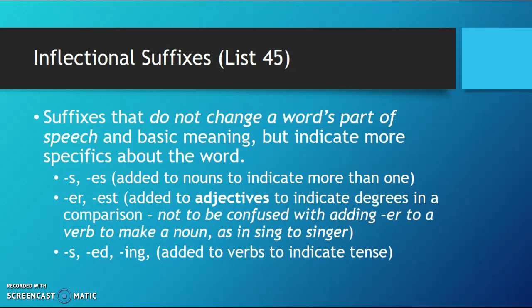So inflectional suffixes, you'll find more information about these in list 45 of your book of lists. These are suffixes that don't change the word's part of speech and the basic meaning of the word, but they do give you more information or specifics about the word. So for example, looking at nouns, if we have more than one noun, we add an S or an ES to that noun to tell us that it's plural. So cat to cats. The S and the ES in this case are inflectional suffixes because they just indicate more specifics.